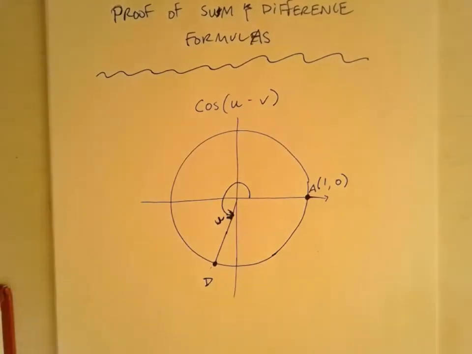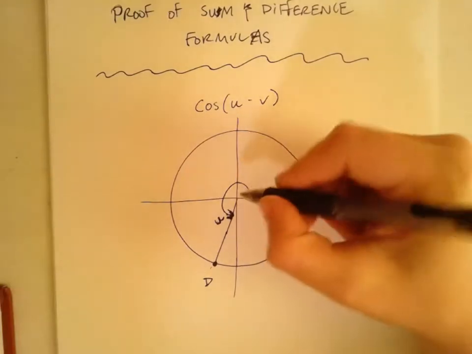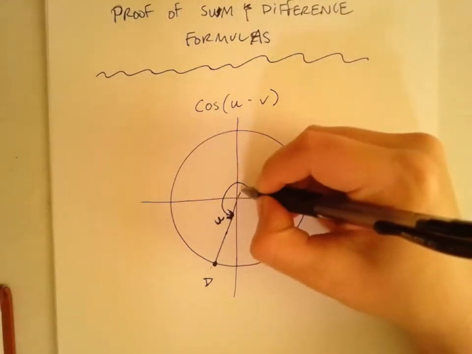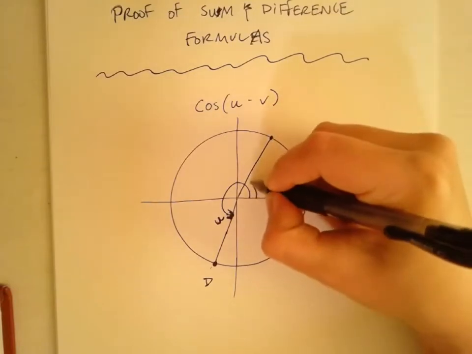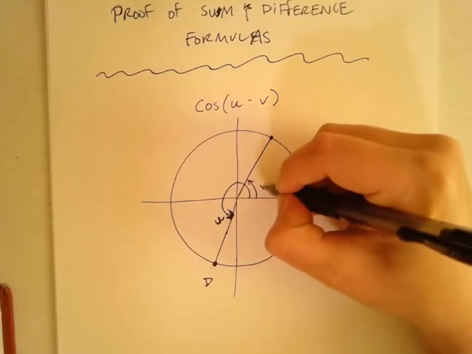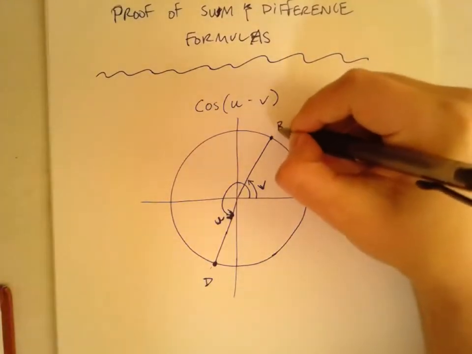And then let's say that I had another angle in here, V. Let's say I had angle V. So draw another line out, draw an arrow describing that angle, label it V, right? And we'll call that point B.